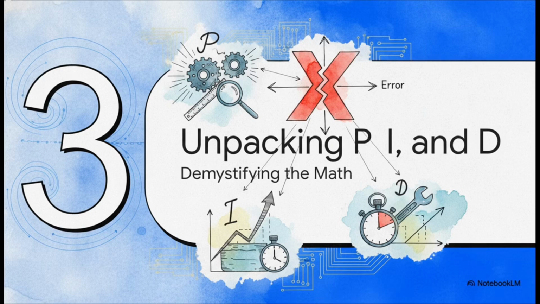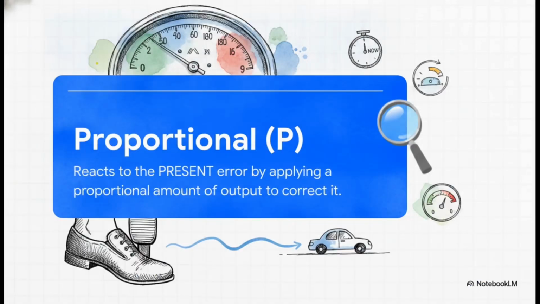Section 3. Unpacking P, I, and D. Time to demystify the algorithm itself. We begin with P for proportional. The proportional band reacts entirely to the present error. It looks at exactly what's happening right this very second and applies a proportional amount of output to correct it. If your car is going, say, 10 miles an hour under the speed limit, P steps on the gas pedal pretty hard. But if you're only 1 mile an hour under, P just gives it a tiny little nudge. It is all about the here and now.